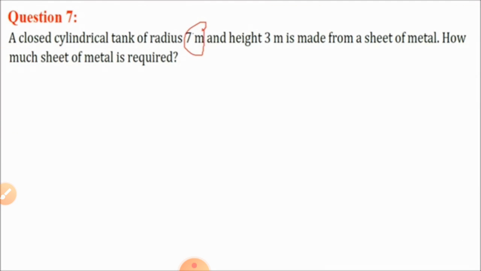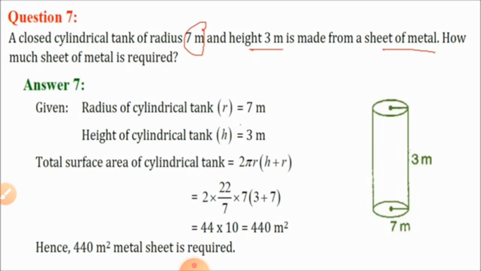Question 7. A closed cylindrical tank of radius 7 meter and height 3 meter is made from a sheet of metal. How much sheet of metal is required? My dear student, here the things are given in the question. You can use the information from this one.